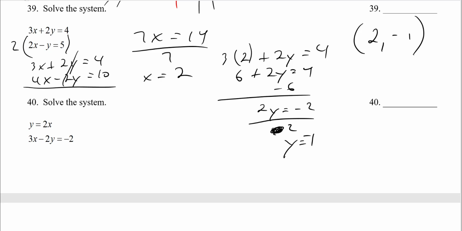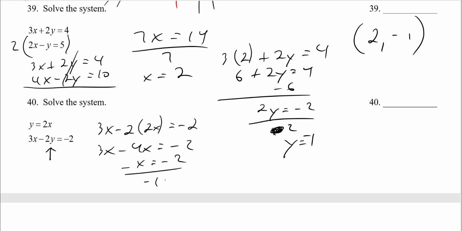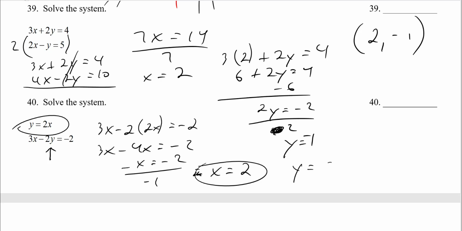Pretty easy. This next one's definitely a substitution problem. So you substitute that y in for this y right here. So it's 3x minus 2 times y, which is 2x, equals negative 2. So 3x minus 4x is negative x, equals negative 2, divided by negative 1. So x equals positive 2. And then I plug it into this one. If x is 2, y is 2 times 2, so y is 4. So your answer is (2, 4).